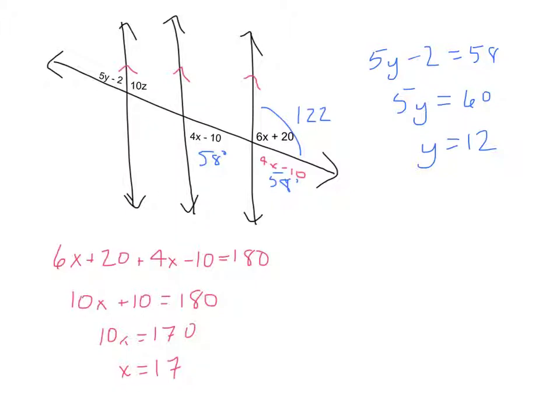Now to figure out z, we see what it corresponds with. 10z corresponds with 122. Those are corresponding angles, and corresponding angles are congruent. So 10z equals 122. Divide by 10, z's got to equal 12.2.